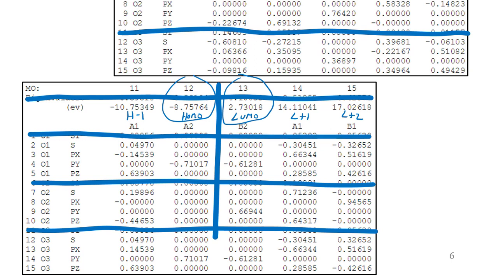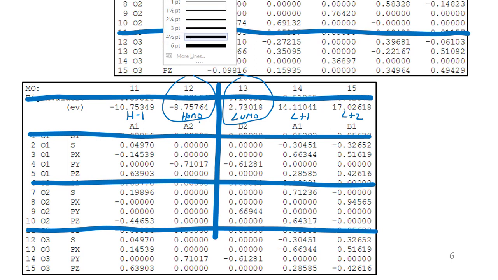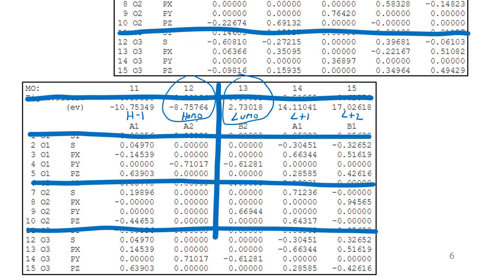Okay, and then remember, you should be able to do stuff like this, right? We just did this, so I'm not going to belabor the point, but you should be able to look at an MO and say, okay, for this oxygen, this one is clearly the PY is the most important. Check this out. Nobody participates on oxygen 2. And then you've got oxygen number 3. Now, here's a thing that's also a big indicator.